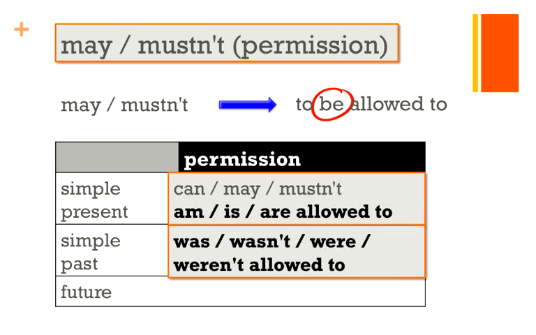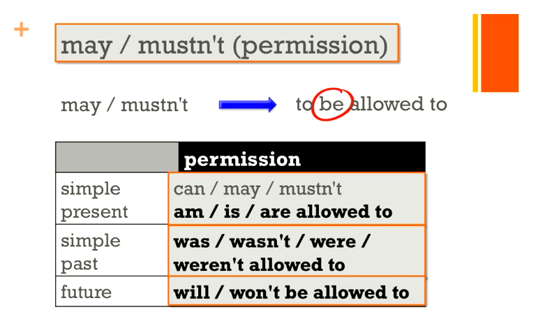In the simple past, however, there's only the replacement form. May cannot be put into the past tense, so you have to use was or were allowed to, or the negative forms wasn't or weren't allowed to. I wasn't allowed to go to the party last night. The same for the future. You have to work with to be allowed to, and then you have will be allowed to, or the negative form won't be allowed to. So please remember, the replacement form for may is to be allowed to, and for the negative form mustn't is not to be allowed to.